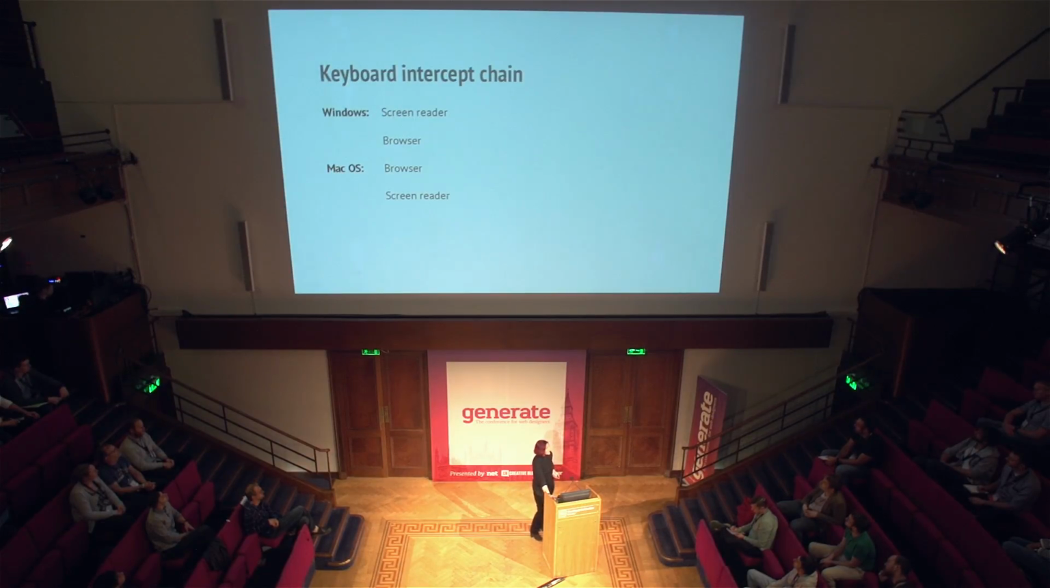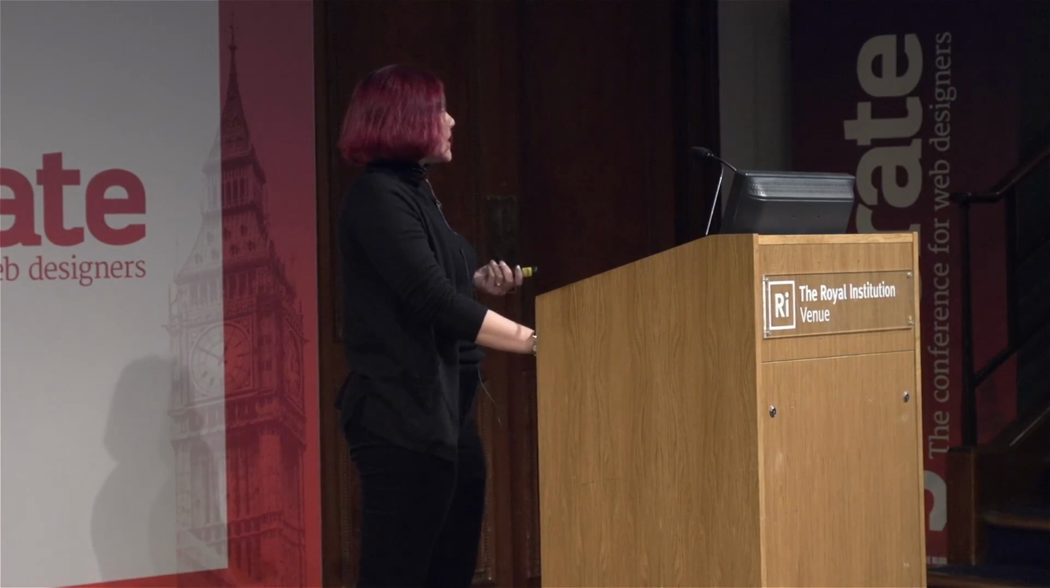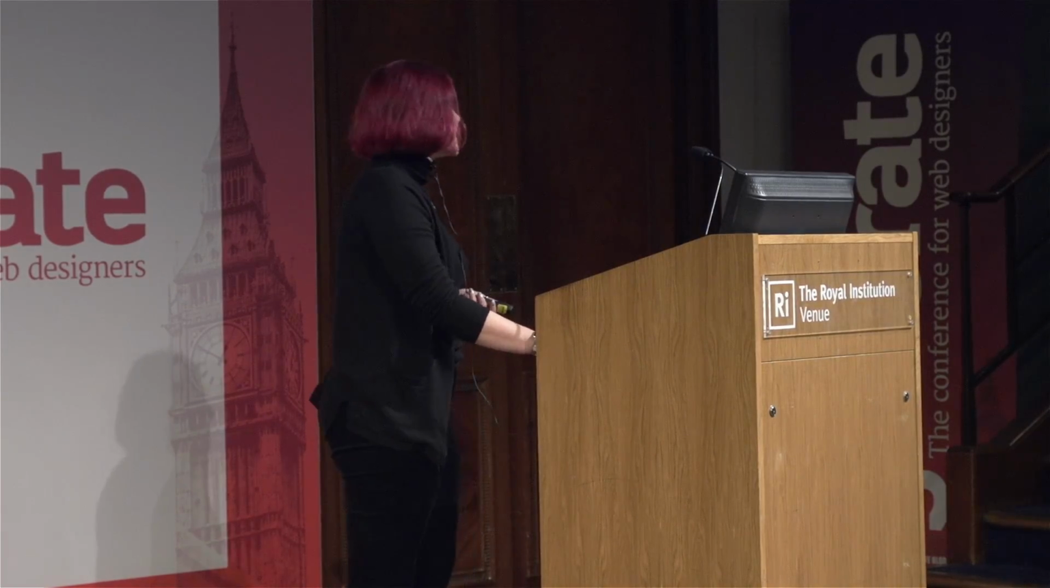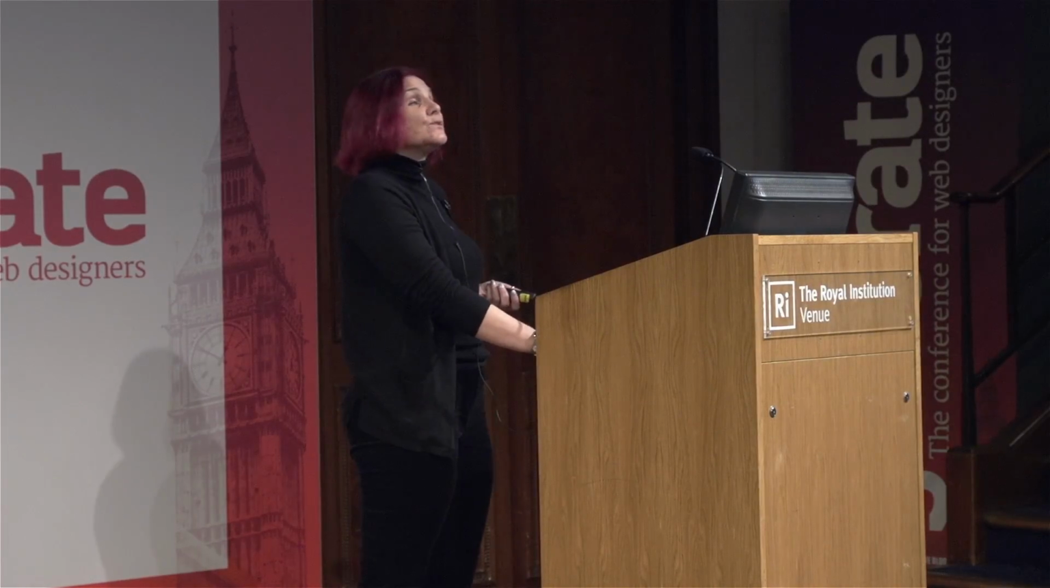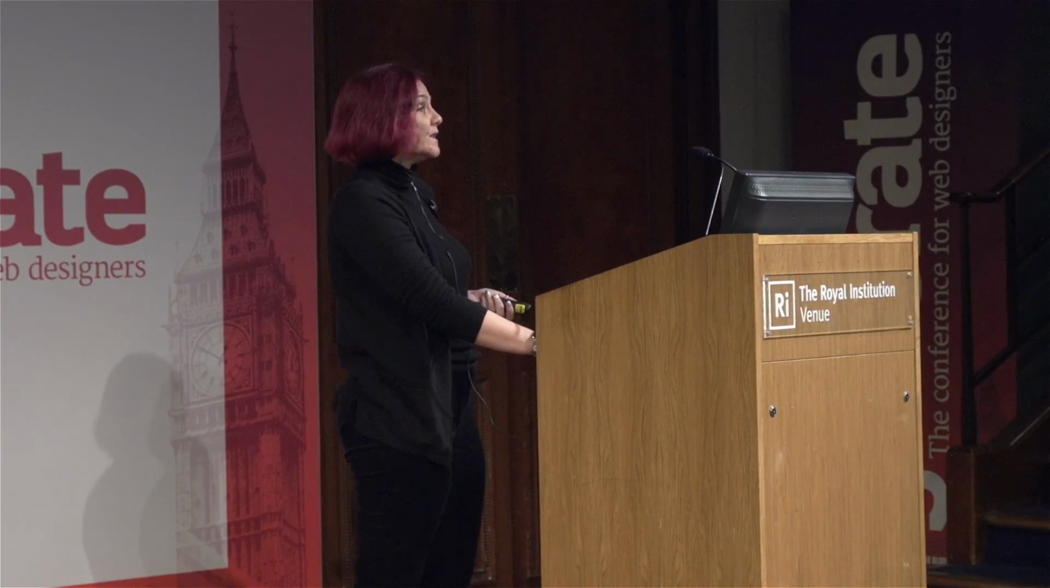And this is a really important part of understanding how screen readers work on the web. There's a keyboard intercept chain, and it's slightly different in different contexts. So on Windows, traditionally, screen readers like JAWS and NVDA have intercepted all keystrokes, and if they need those keystrokes, for example, to navigate to a heading, they will use them. It's only when they switch into what's called forms mode that they understand that they can discard that key for themselves and let the browser get on with treating that key as it normally would be treated.